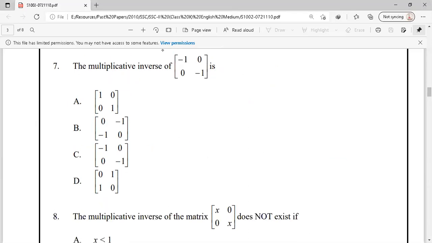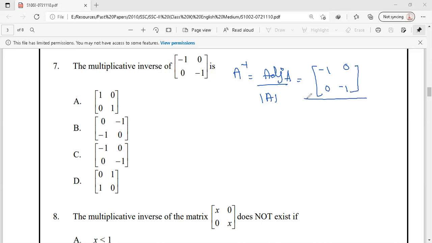Then we have question number 7. We have to find the multiplicative inverse, that is equal to the adjoint of this matrix divided by its determinant. Its adjoint will be equal to [minus 1, 0; 0, ...]. And the determinant would be equal to, we will multiply these cross elements with these diagonal elements. So 1 minus 0 equals 1. So the same matrix is the inverse of itself. So the correct answer is option C.